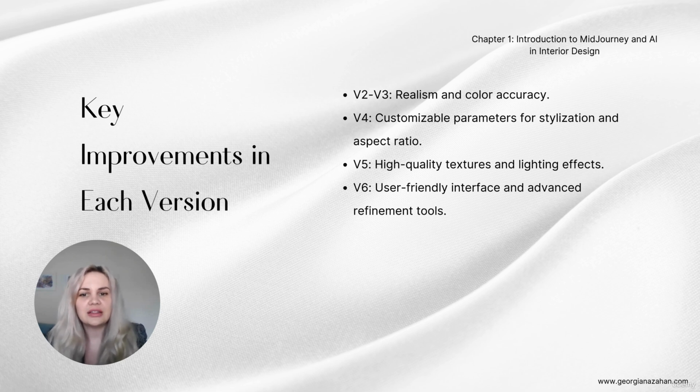You could now tell the AI things like, hey, I want this image wider or make it more realistic, or give me that boho vibe but with marble finishes, and it would actually listen. Also, aspect ratio control became way better, which means you could finally get your Pinterest friendly landscape images without cropping weird stuff out. Version 5 took things even further, with texture realism and lighting effects.